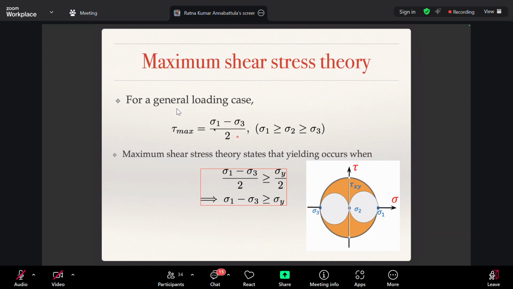The moment you have that, what is the maximum shear stress theory telling us? It tells you that when the maximum shear stress in the material becomes equal to the shear yield strength of the material, failure occurs. Shear yield strength is sigma y by 2. That means sigma 1 minus sigma 3 greater than or equal to sigma y is what we call failure. So this is the condition for failure for maximum shear stress theory. Is this clear?